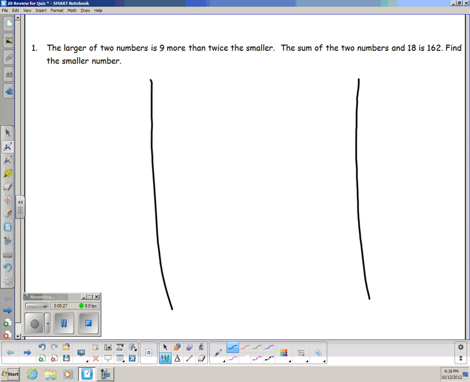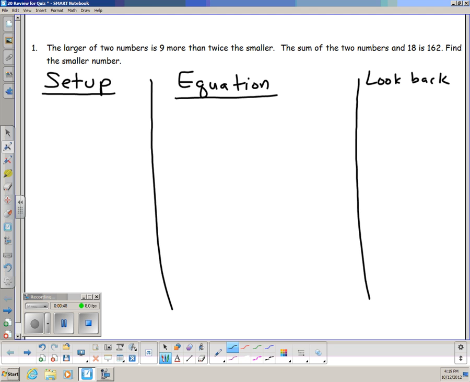I usually make the second column a little wider than the first and the third. And here's the idea. The first column is for the setup of the word problem. This is kind of where we translate the words into algebra. The next column is for us to write and solve an equation. Then the third part is to look back and answer the question.